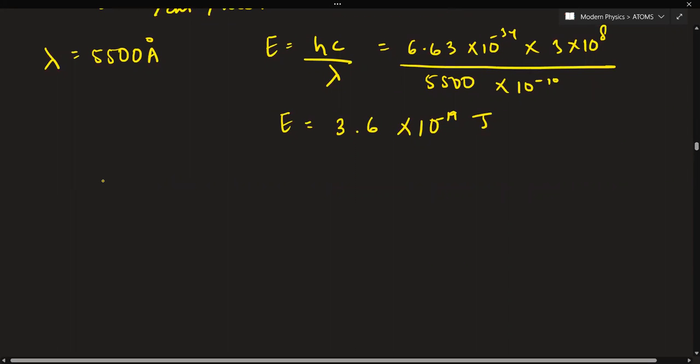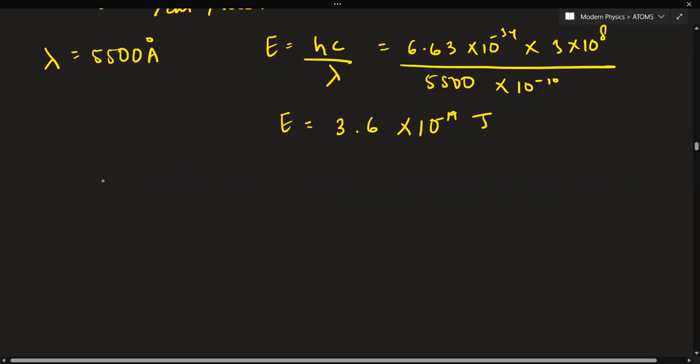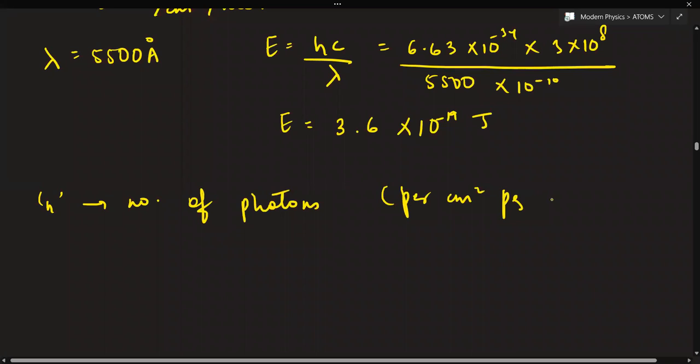All right. Now see, n is the number of photons reaching the earth per centimeter square per minute. Because the radiation rate is given in terms of per centimeter square per minute, we have to keep in mind that if we take n as the number of photons reaching the earth, this is per centimeter square per minute.